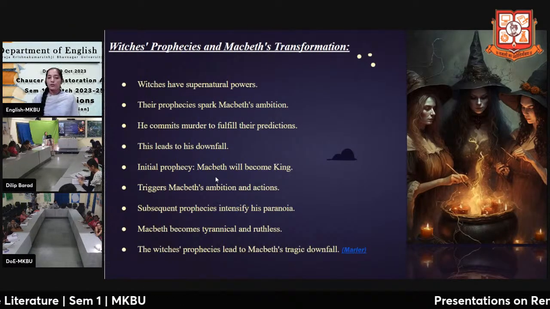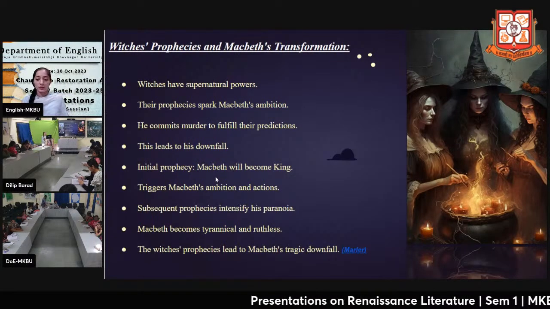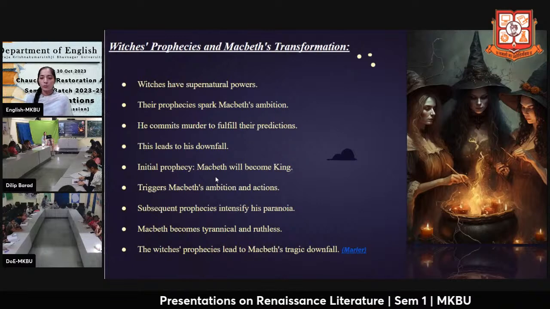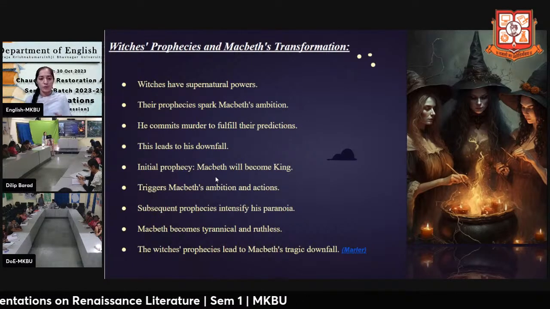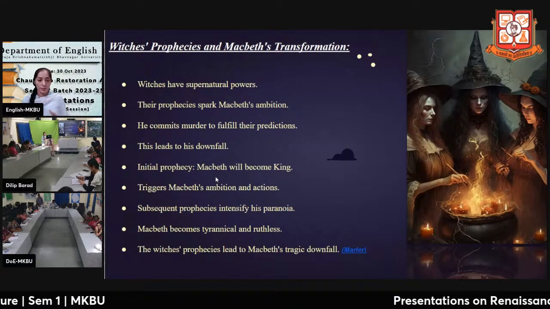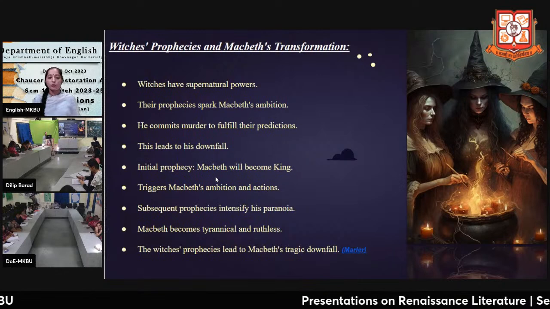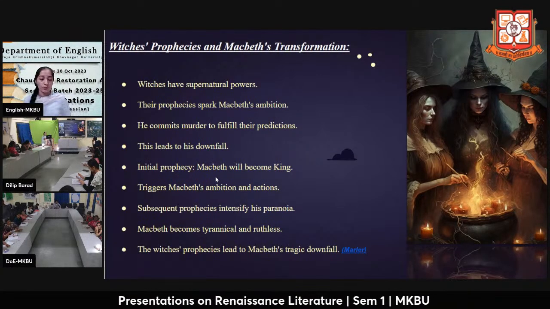We can find that witches have supernatural powers. At the beginning, we can find that they are planning to control someone's life. Their prophecies awaken Macbeth's ambition. He commits murder to fulfill their predictions. This leads to his downfall.